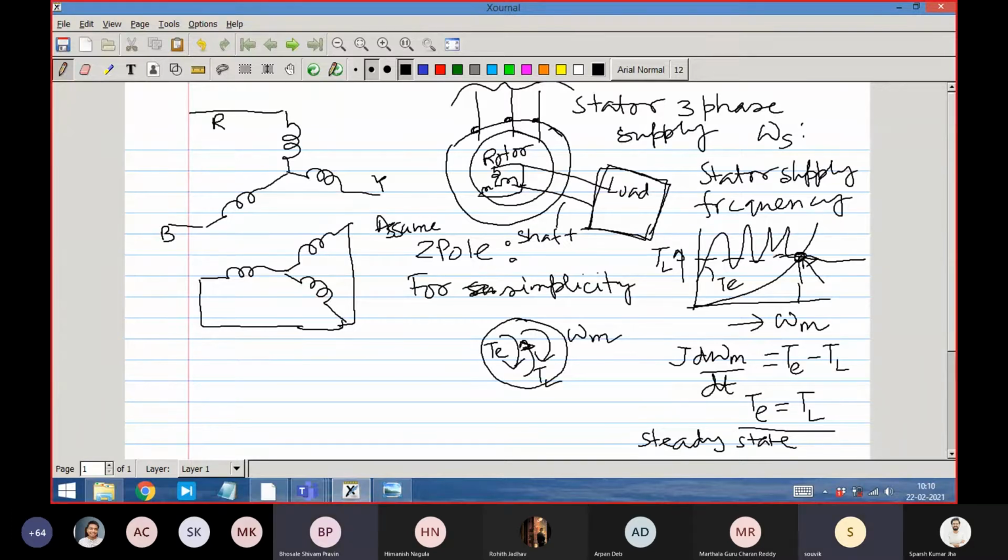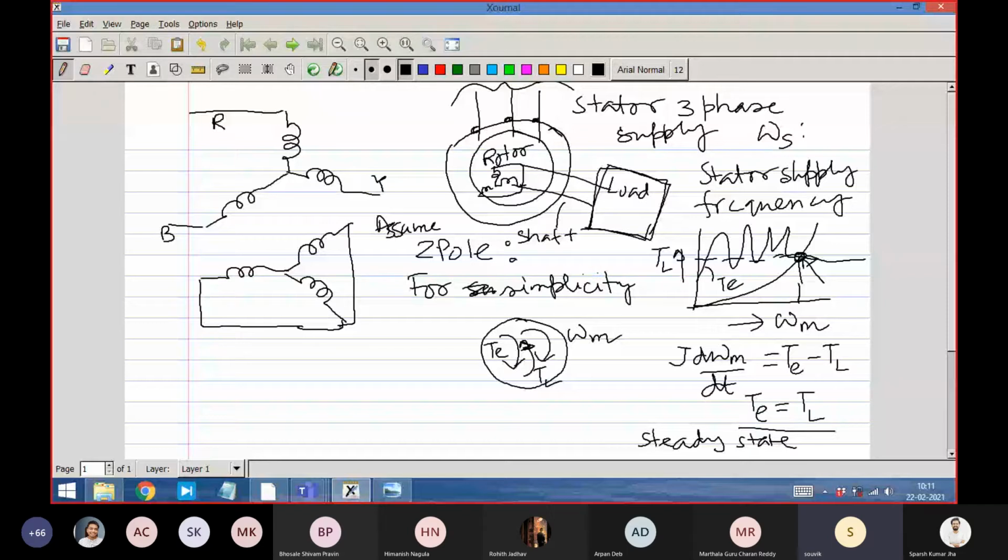What do you mean by stable point? Means if it reaches that speed, it will stay there. Your audio is breaking a little bit. Tell me again. Same, sir. Same, sir, means? So what you are saying is it is stable. Why is it stable there?